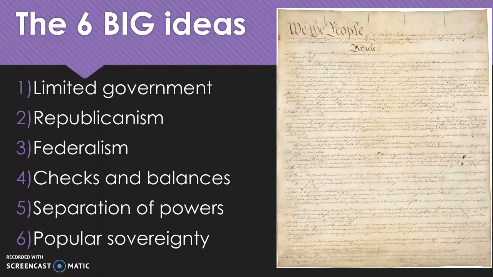Having the Articles of Confederation in place for a decade gave the government an opportunity to discover where its weaknesses were, where its strengths were, what was missing, what needed to be more specific. And so the Constitution comes out of that system of trial and error. We're going to go through each of these 6 big ideas, and they're not in any particular order, but they are 6 principles of the Constitution that are important to know.